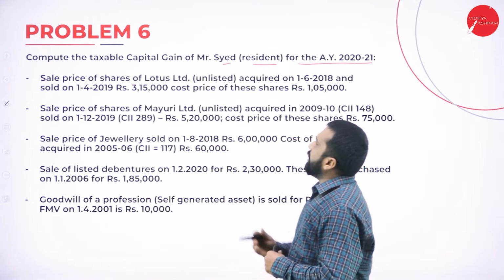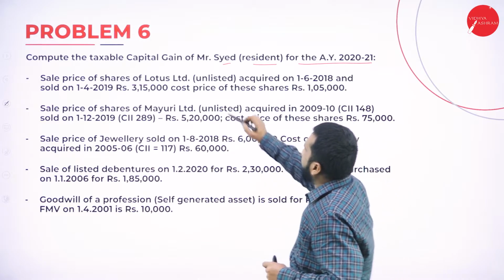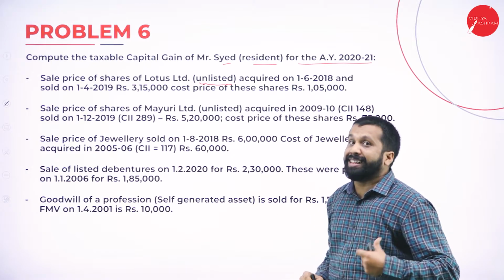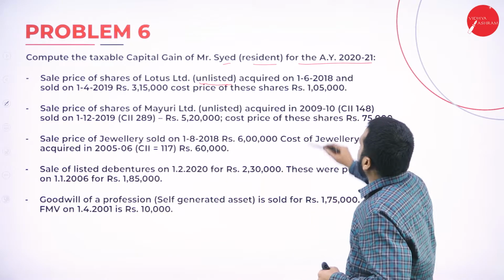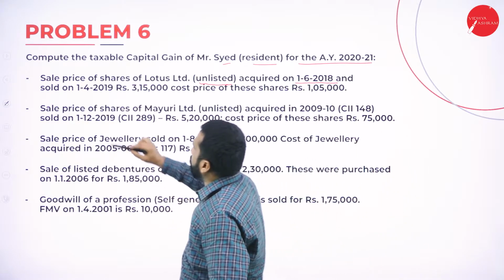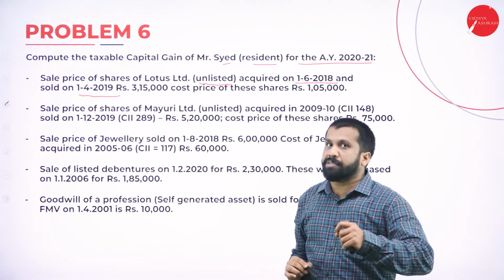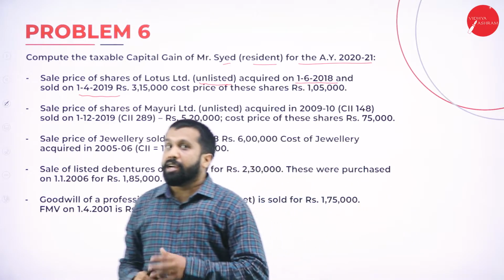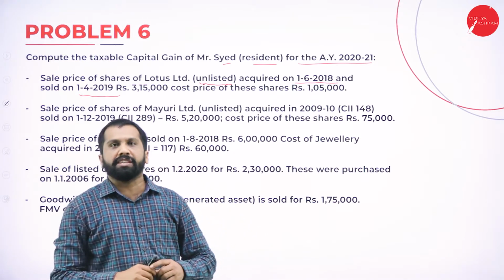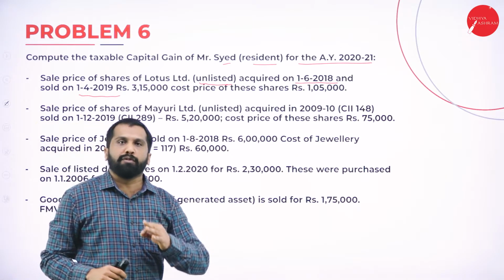Now, sale price of shares of Lotus Limited. Unlisted Lotus Limited comes under unlisted shares. Acquired on 1/6/2018 and sold 1/4/2019. Unlisted comes under what? Good. It comes under 24 months. If it is a listed one, listed shares comes for 12 months. Unlisted comes for 24 months.